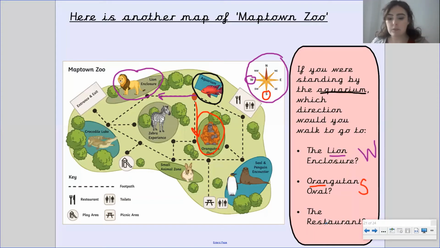Okay, now the next one is the restaurant. So using our key here, we can see that this shows the restaurant. So here is the restaurant there. Now, what direction will I be walking in to get from the aquarium to the restaurant? Pause the video to have a think.